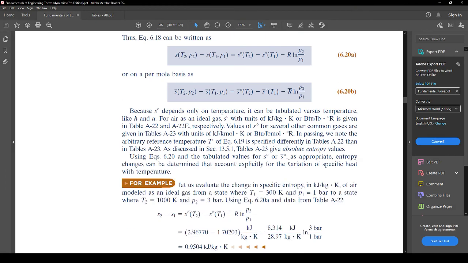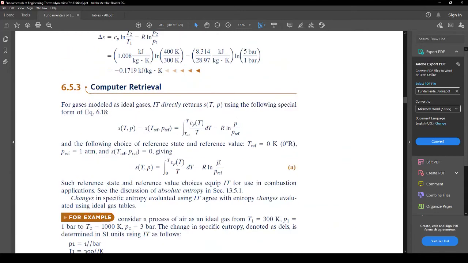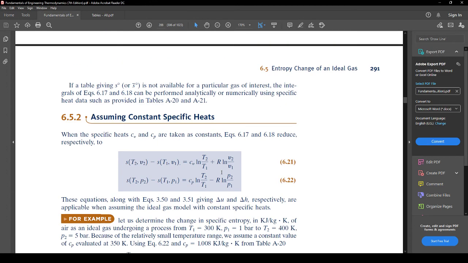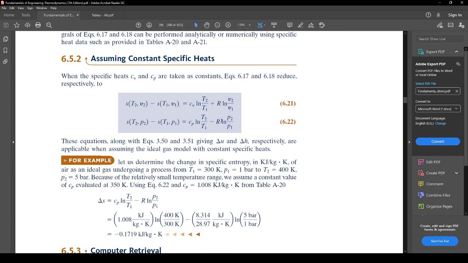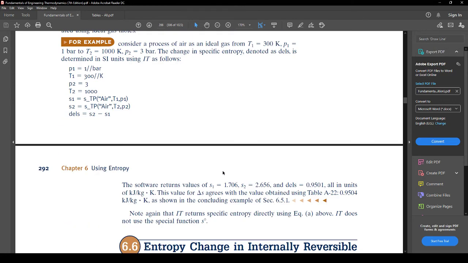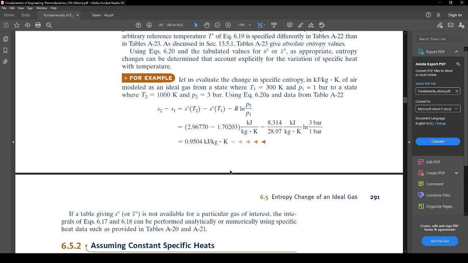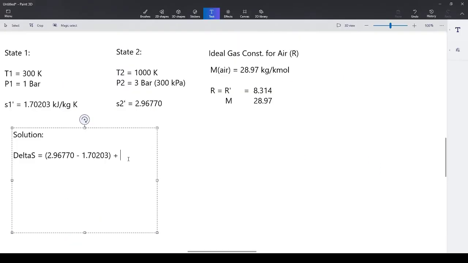Ooh, did I get that wrong? It should be, did I add them when I should have subtracted? Yeah, I should have subtracted, it looks like. Where's it at? It's right here then. Yeah, I should have subtracted. That is my fault. So this should be minus R times ln of P2 over P1. Which I should have put in here.